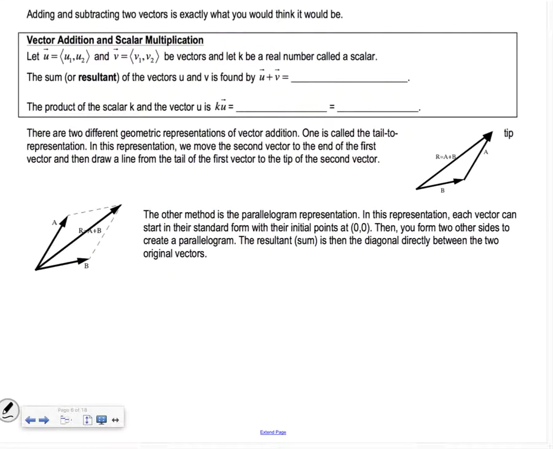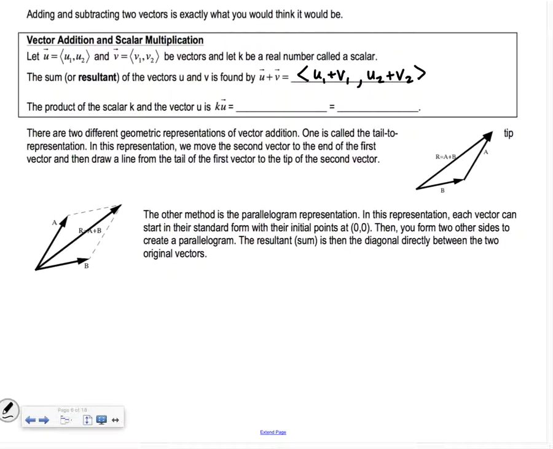All right, so adding and subtracting two vectors is exactly what you think it would be. It's super simple. If you have u and you have v, and I ask you for u plus v, what do you think you do with their x's and y's? You just add them together. So it would be u1 plus v1, comma, u2 plus v2.